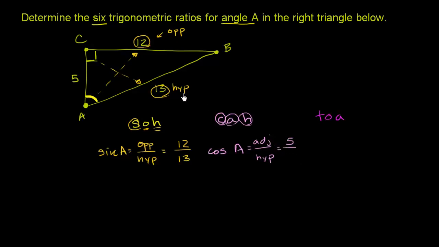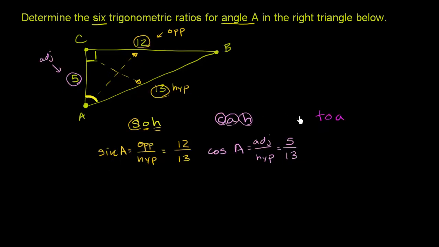Well, we've already figured that out. The hypotenuse right over here, it's opposite the 90-degree angle. It's the longest side of the right triangle. It has length 13. So the cosine of A is 5/13. And let me label this. This right over here is the adjacent side. And this is all specific to angle A. The hypotenuse would be the same regardless of what angle you pick. But the opposite and the adjacent is dependent on the angle that we choose in the right triangle.